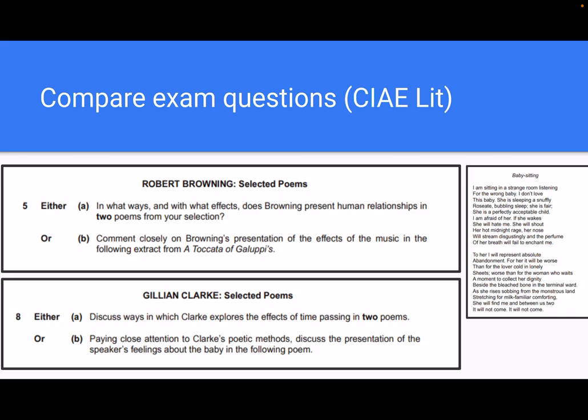The other one I'll focus on now is the second one, down here. It says, comment closely on Browning's presentation of the effects of music in the following extract. So this is not actually that, but they give you an extract and then you have to make omniscient level observations about that poem, according to the thematic stuff that's being done, but omniscient level stuff.